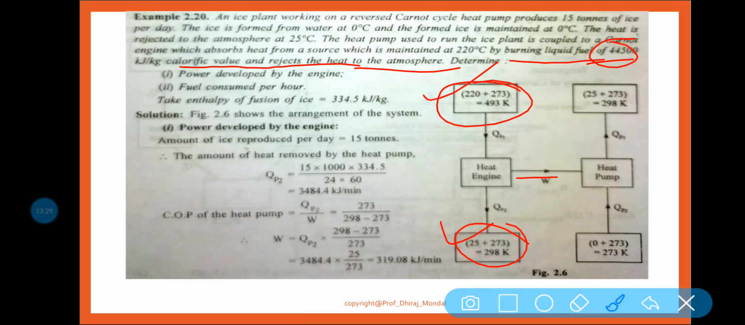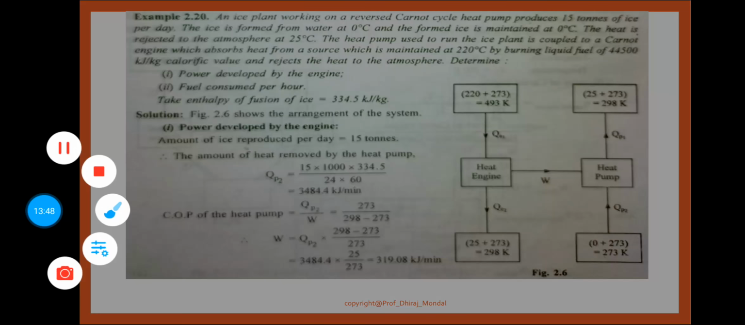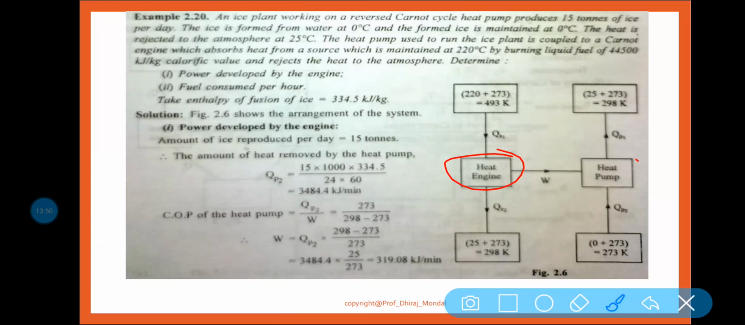Okay, now you have to find out the power developed by the engine, fuel consumed per hour. Enthalpy of fusion of ice is given, 334.5 kilojoule per kg. Now you see in this diagram, again I am telling you, this is a heat engine, this is a heat pump.